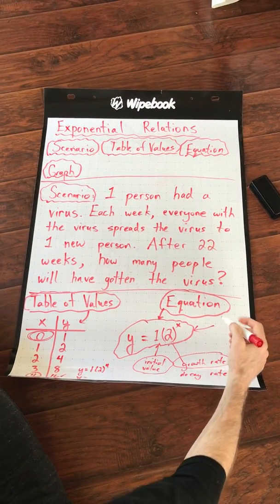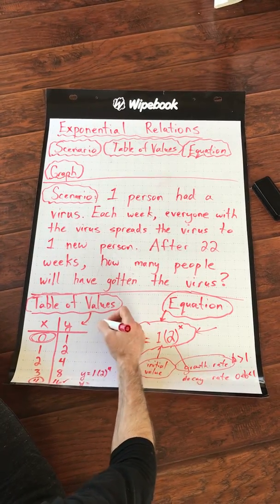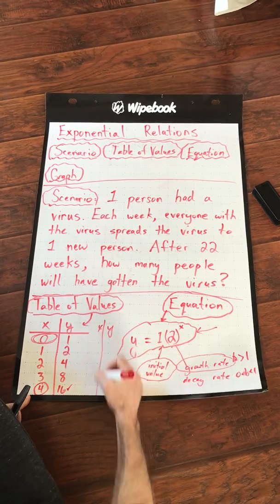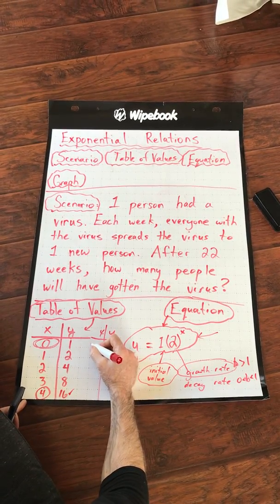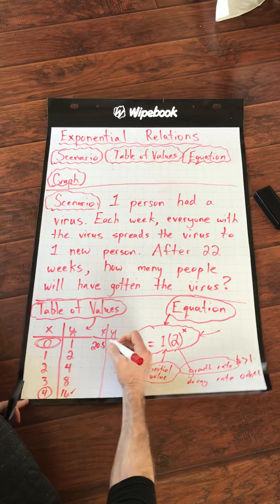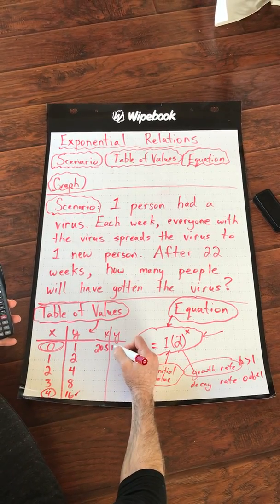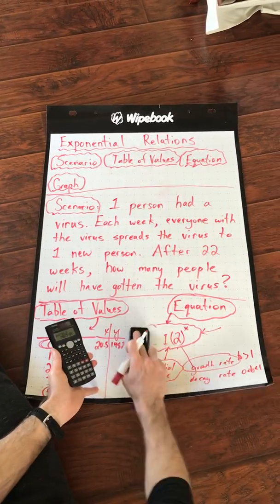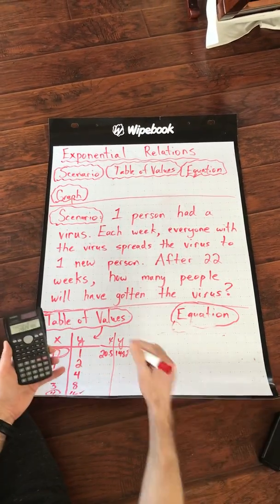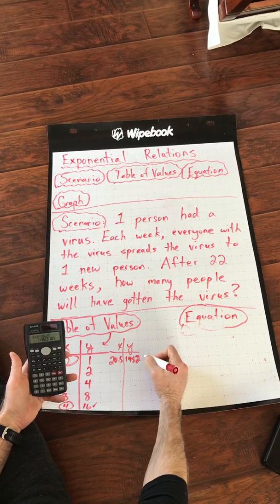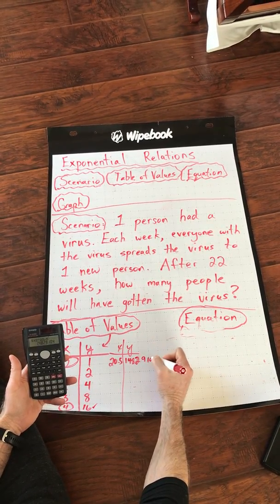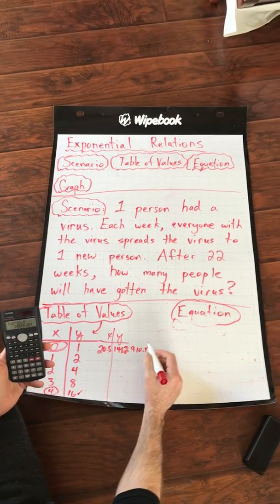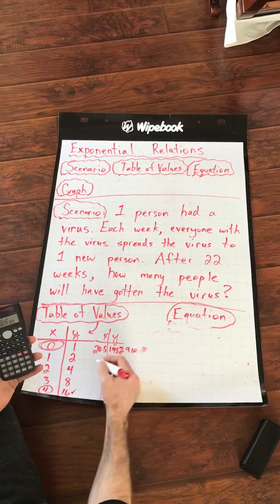And so the answer here, I'm going to extend my table of values, x, y. At 20.5 weeks, we had 1,482,910.4. I don't know how you can have a 0.4 person. I'm just going to put approximately there.